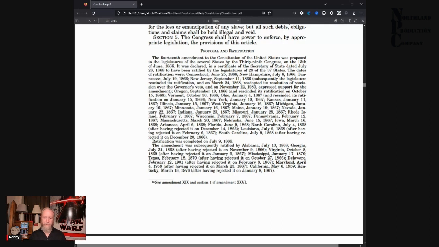Oregon, September 19th, 1866, and rescinded its ratification October 15, 1868. Of course they did. Vermont, October 30th, 1866. Ohio, January 4th, 1867, and rescinded its ratification on January 15th, 1868. New York, January 10th, 1867. Kansas, January 11th, 1867. Illinois, January 15th, 1867. West Virginia, January 16th, 1867.